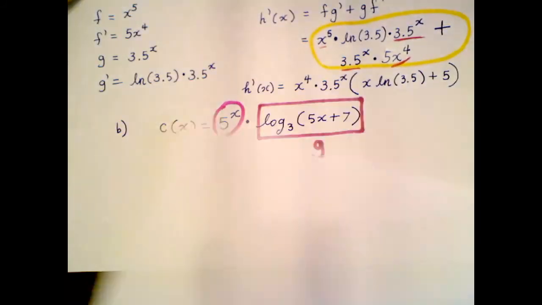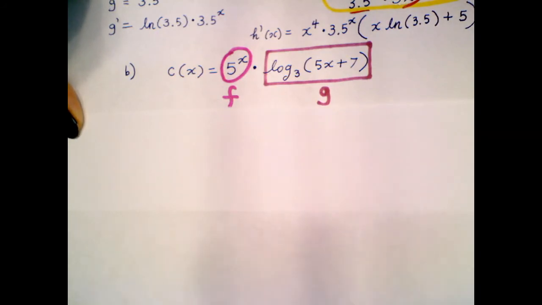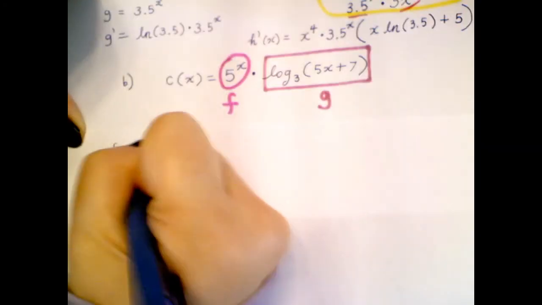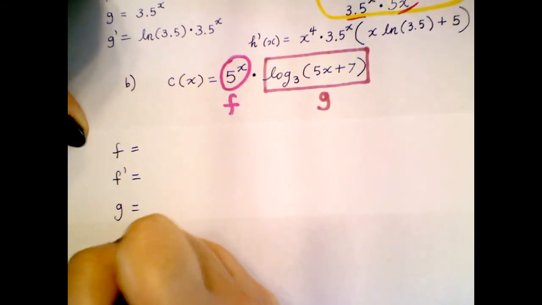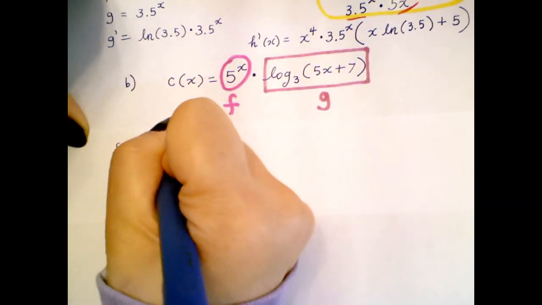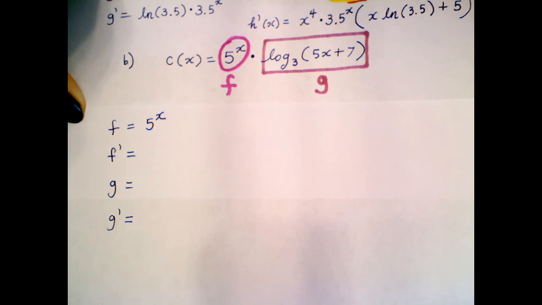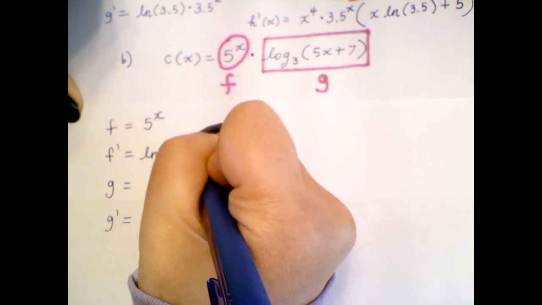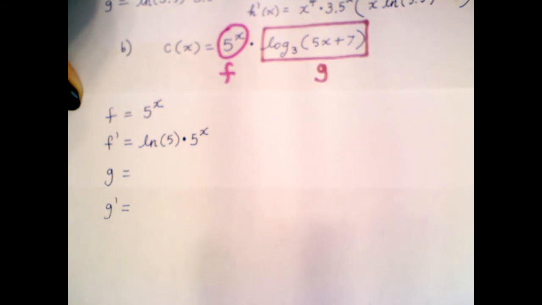So let me get another piece of paper. I'll just do this on this paper. Okay, so my f is, f prime equals, g equals, and g prime equals. Now f is 5 to the x. If f is 5 to the x power, what is the derivative? That will be natural log of 5 times 5 to the x. Right? Yes. Okay, that's what we just learned.